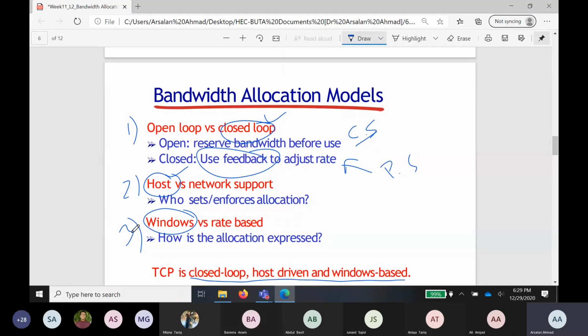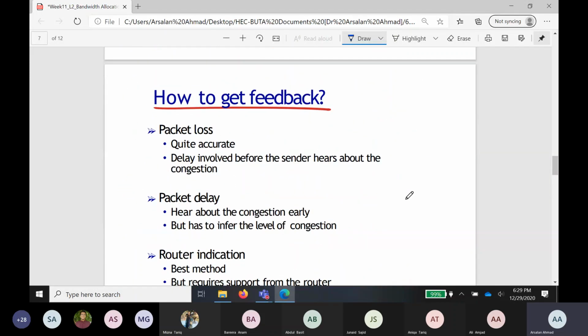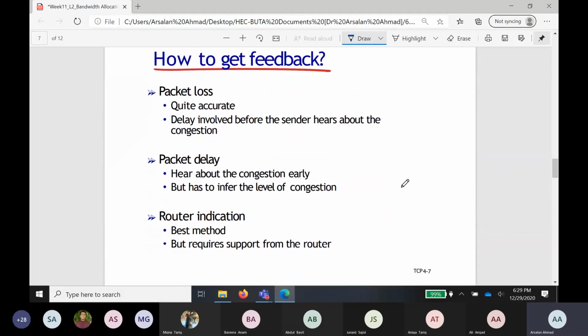The third category just says how the allocation is expressed. If you want to allocate the bandwidth to each and every sender, how do you express that rate? In my toy scenario, last week, I just represented the rate as R by 2, R by 2, but actually what TCP does is that TCP represents this rate in window size. And we have already discussed the concept of window size when we discussed the GBN and SR protocols, the pipeline protocols. How we can get feedback, these are the methods. We will discuss more about these methods after the discussion of AIMD.